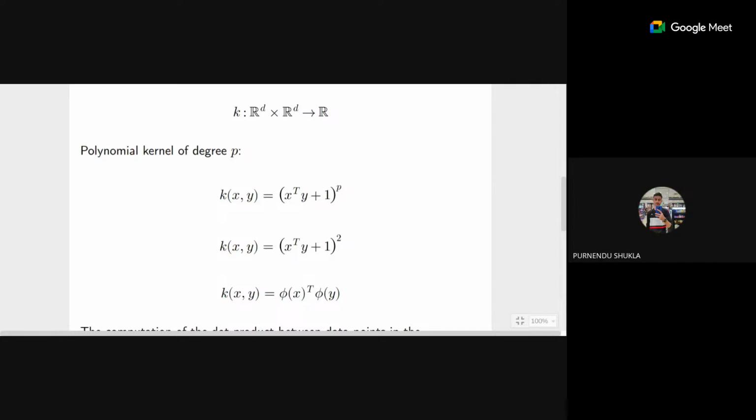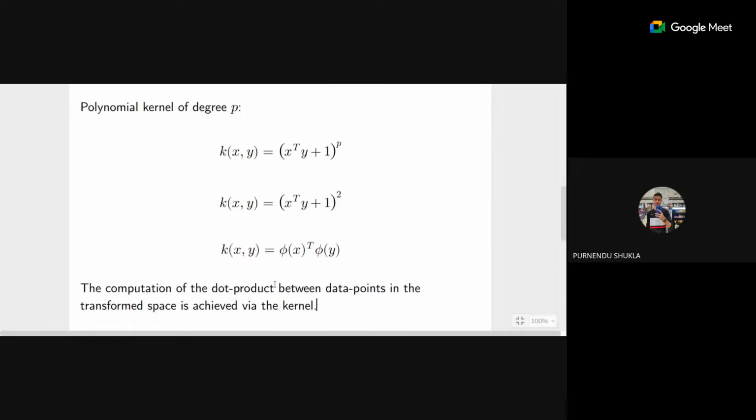Sir, are we expanding this (x transpose y plus 1) whole squared in the next step? That is not needed, but that's what the prof has done in the lectures so as to demonstrate that this actually corresponds to some phi of x transpose phi of y. And this phi is the kernel function? No, the phi is the transformation. The kernel function is k. Okay.